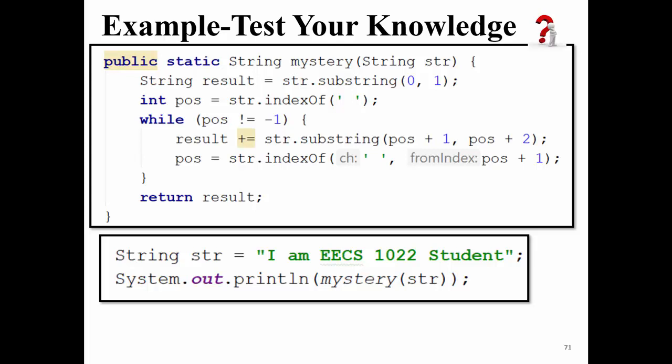So the while loop is checking if the position is not equal to -1. Why? If the position is equal to -1, we will exit. Otherwise, we'll stay. Remember that indexOf will return -1 if what you're looking for does not exist inside the string. So this will return IAE1S. Think about it at home and see how it works.